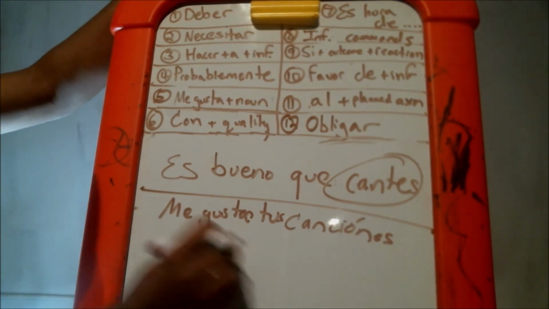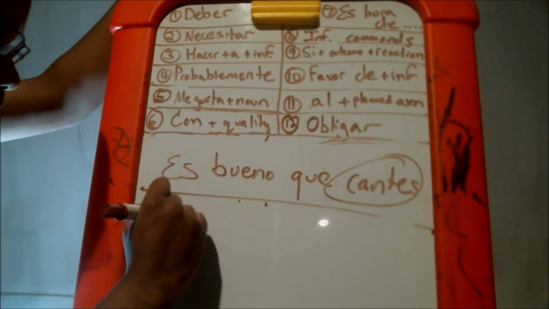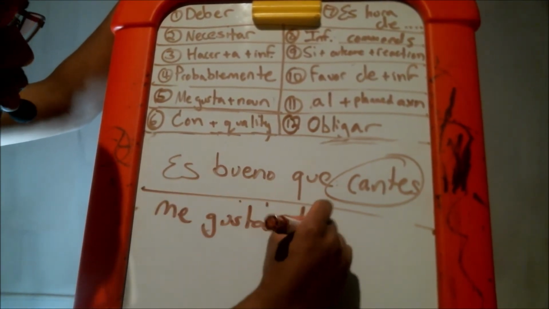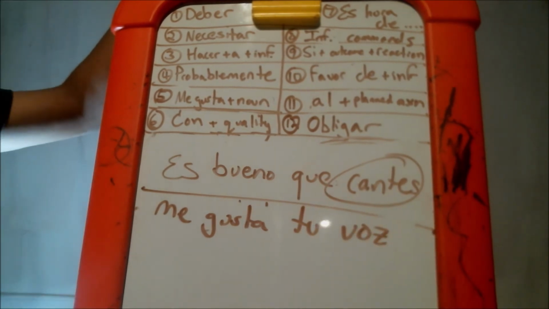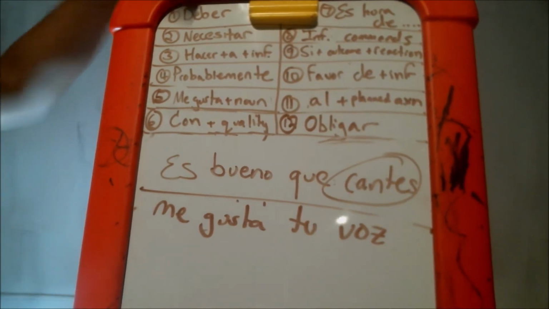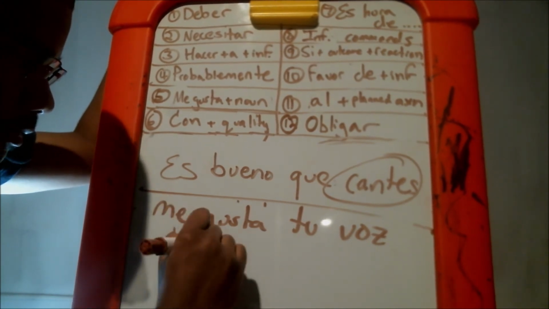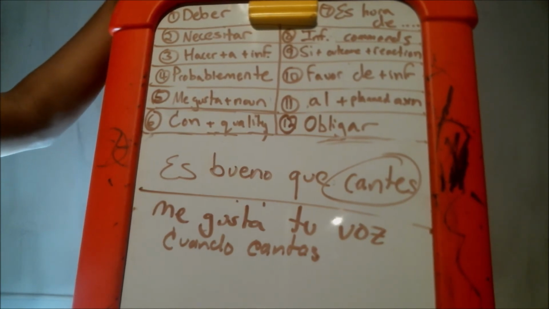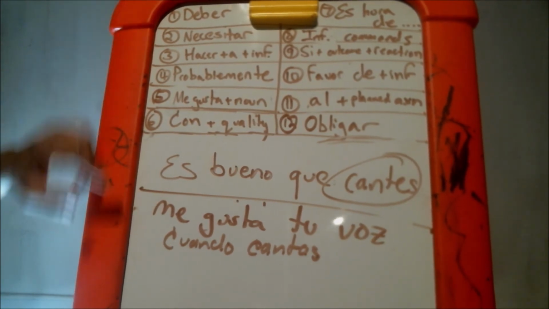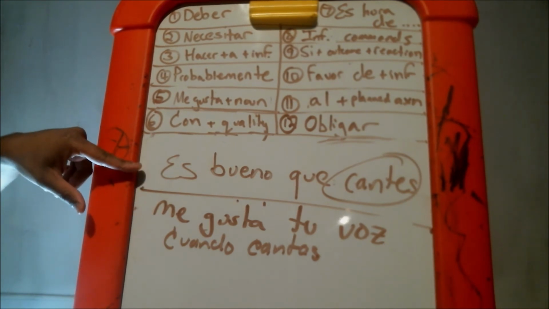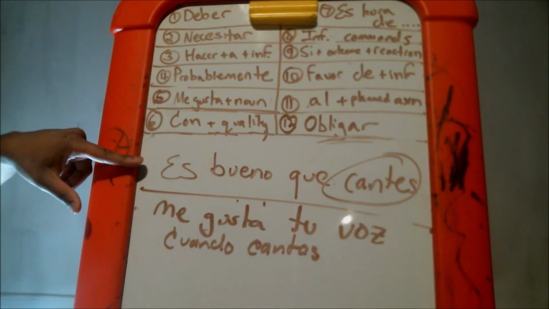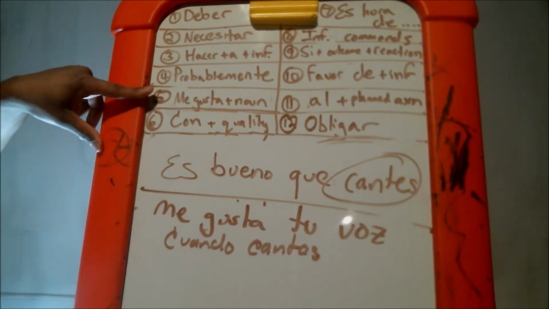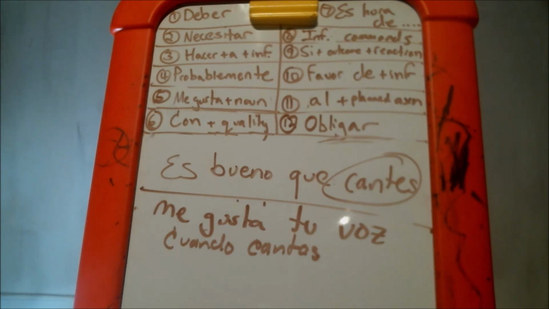Watch this. Me gusta tu voz. Me gusta tu voz. I like your voice. Cuando cantas. I like your voice when you're singing. Now, we've pretty much completely circumvented this and expressed the same exact idea. So the format there is me gusta plus the noun form of the action that they're performing. Okay, so these are just multiple examples of how to get around.